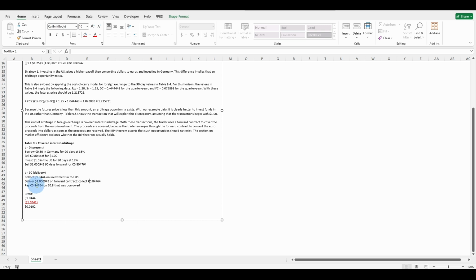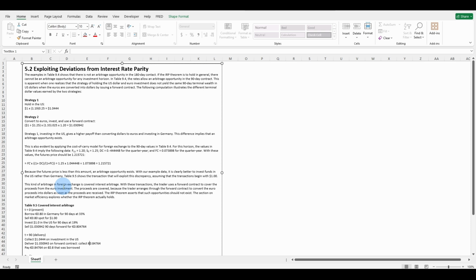You can see 0.84764 on the 0.8 that was borrowed. The difference between 1.044 and this difference ends up being 1.0342. So you're going to make a penny, 0.0102. Again, on $100 million, that's not bad change.